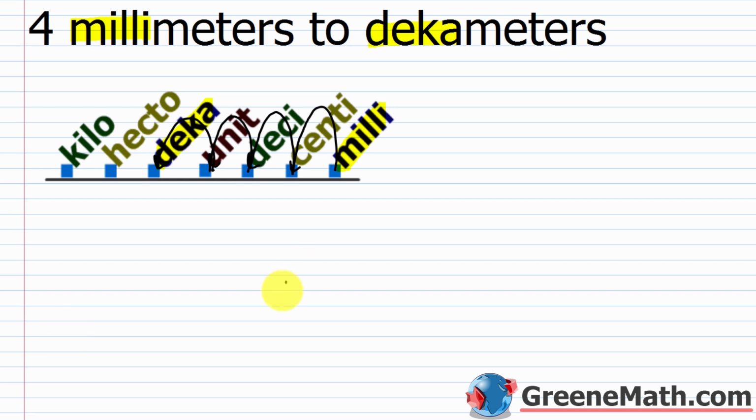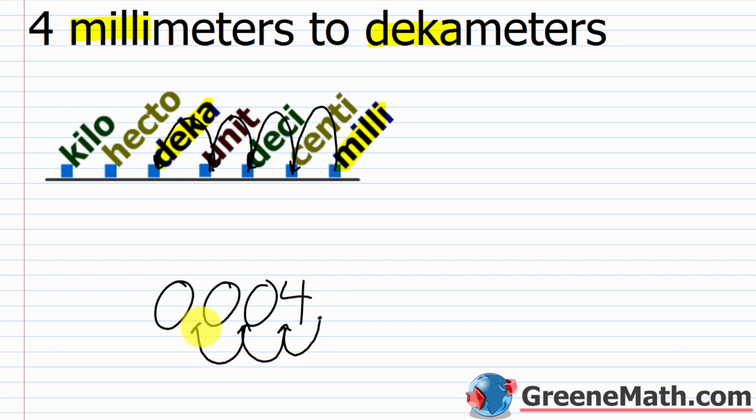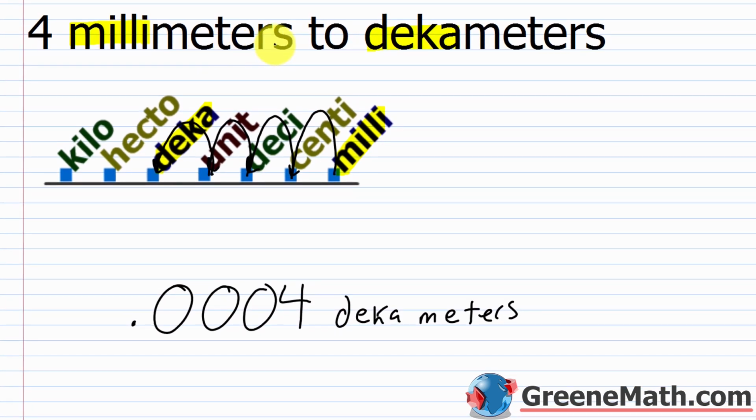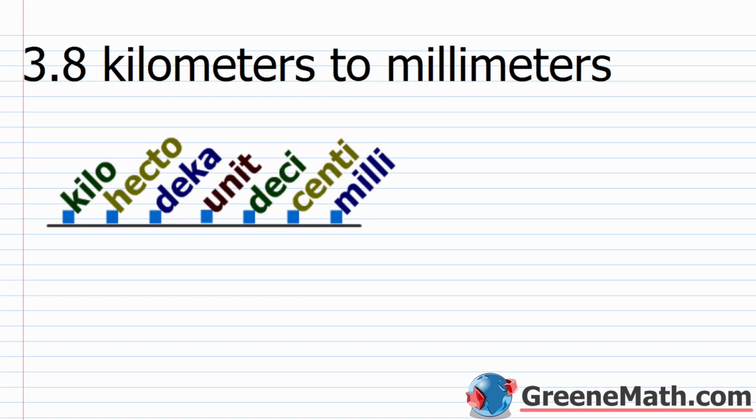Let me just back this up. So let me put 3 zeros to the left of this 4. So 1, 2, 3 zeros. My decimal point for the number 4 starts here. And then I'm just going to move it 4 places to the left. So 1, 2, 3, 4 places to the left. So it would go right there. And then once you're done with that, just write in your new unit. So we're converting to decameters. So 4 millimeters is going to be equal to 0.0004 decameters.